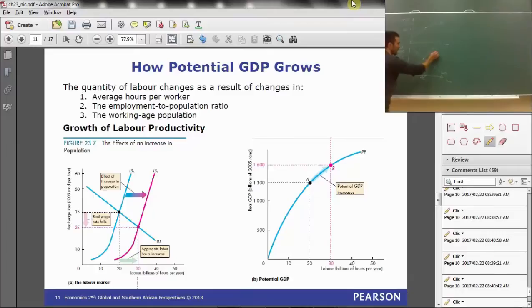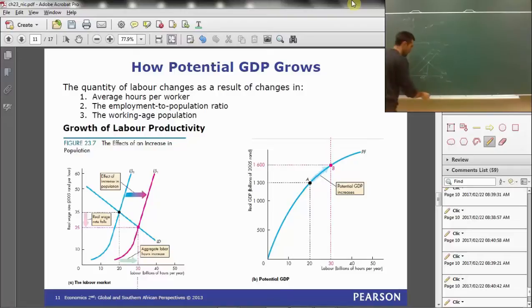So if our labor supply shifts from LS0 to LS1, our level of employment increases, our level of full employment increases, which leads to a movement along our production function, which corresponds to a higher level of potential output.